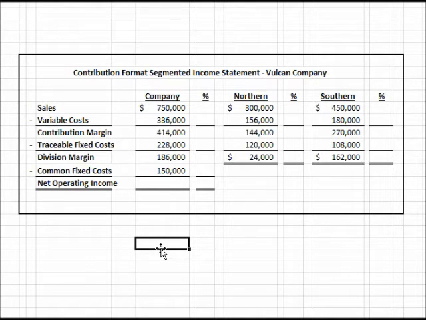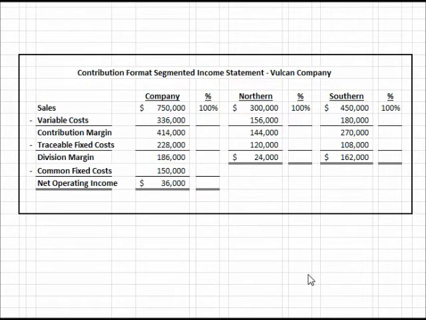228 plus 150 is the total of 378,000 in fixed cost, which would give us our net operating income of $36,000. And that is our basic segmented income statement. We put it together and we take a look at it. Now, it asks us to put it as a percentage of sales as well. That's why I got these little columns in here.